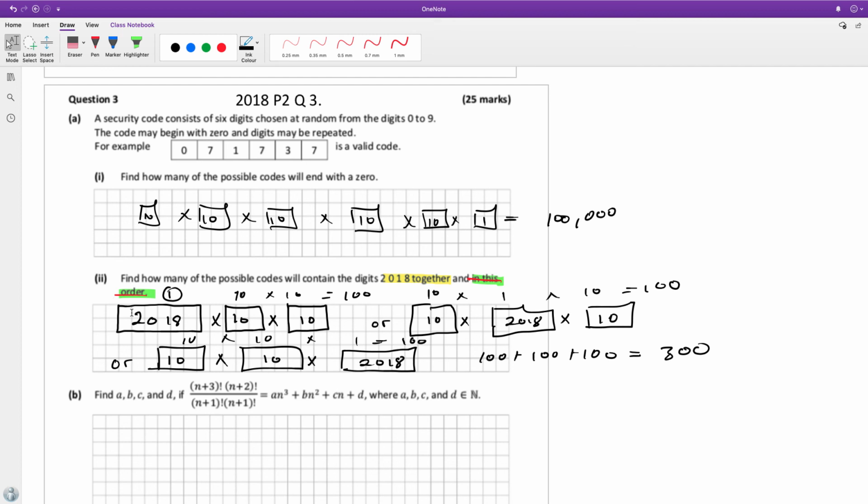Options for first, second, next one. 4 factorial by 10 by 10, 10 by 4 factorial by 10, 10 by 10 by 4 factorial. Is that alright? I'm going to make little notes of these in the probability section. If they take out in this order and take, for example, 2018, write that in there. Alright, just as a little example.